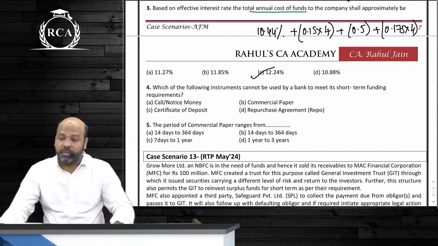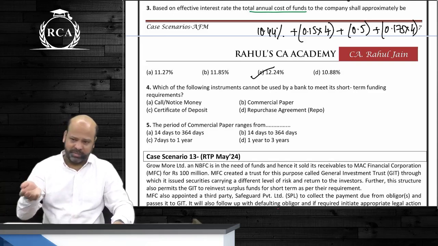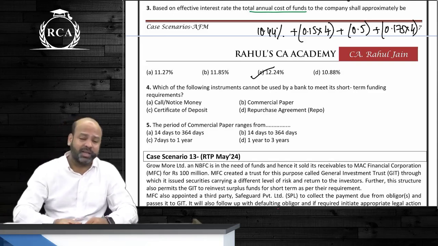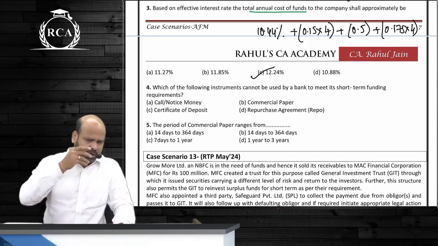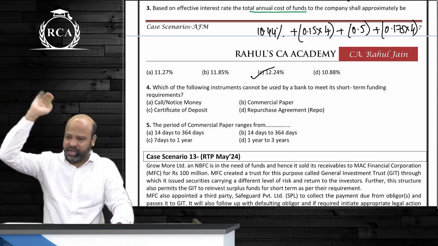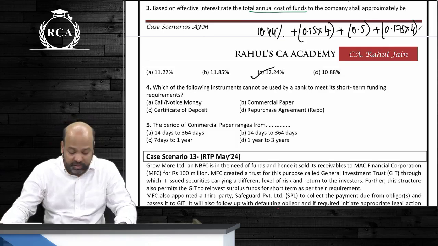Which of the following instruments cannot be used by a bank to meet its short-term funding requirements? Call or notice money. बैंक सबसे ज्यादा कॉल एंड नोटिस मनी यूज करते हैं बेटा. They are the only ones as such, guys. Call and notice money का मतलब क्या है? 1 to 14 days. Overnight up to 14 days. That is call and notice money as such, guys. It will range from 1 day to 14 days.